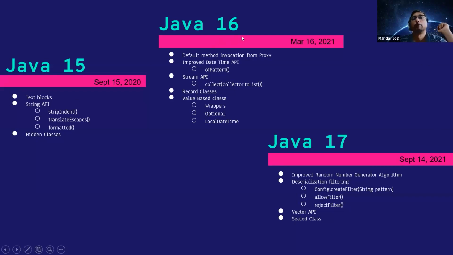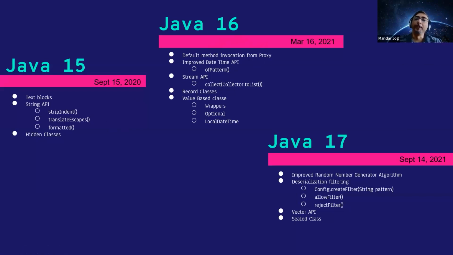Java 16 talks about how do I use... So if I talk about 15 and 16, moreover, they talk about security, because here also there is default method invocation from the proxy. So you create the proxy object for the existing object, and then you invoke the method out of that. How do you do that? That is given in Java 16.